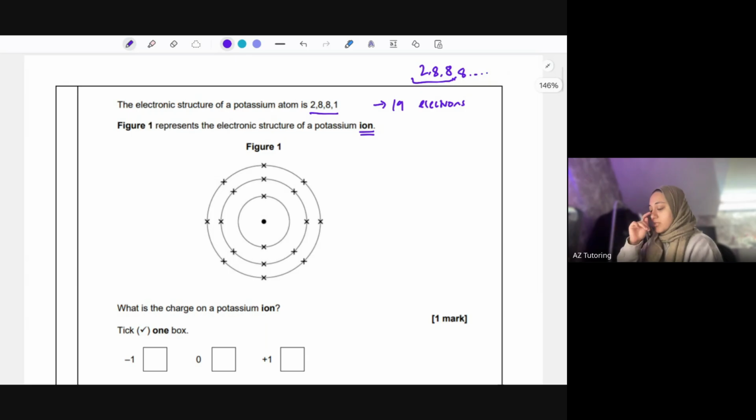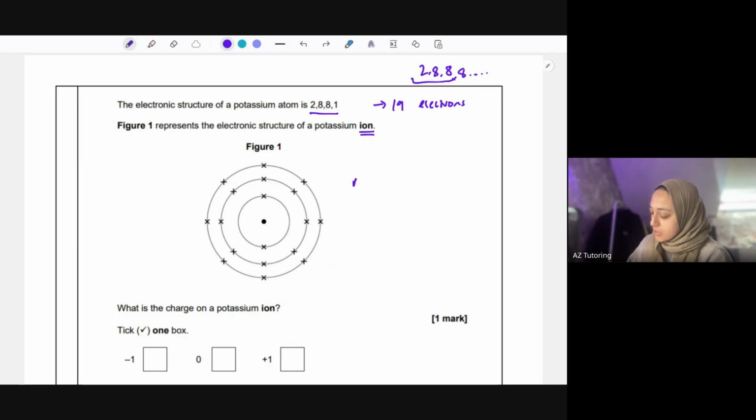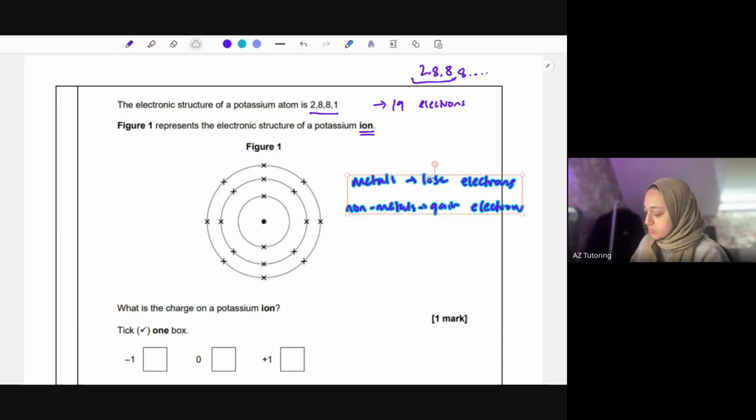Because it's a potassium ion, it's essentially lost 1 electron. If it was a potassium atom, it would have had another shell, and then it would have had 1 electron from there. But because it's an ion, it's lost that 1 electron. So remember, metals lose electrons because it's easier to lose 1 electron than it is to gain 7. And non-metals gain electrons. Also, make sure you know the charges as well.